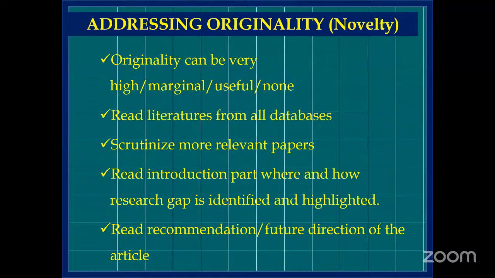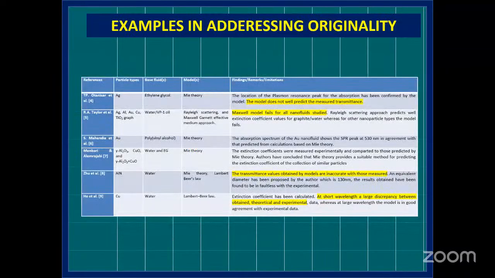And then what is very important, originality. Read literature from the database, and then scrutinize for more relevant papers, and read the introduction for where and how research gaps can be identified and highlighted, and read the recommendations of future direction from the authors. Then you can make the table. I used to tell my students to follow this way. Once they collect the papers, they make that table.